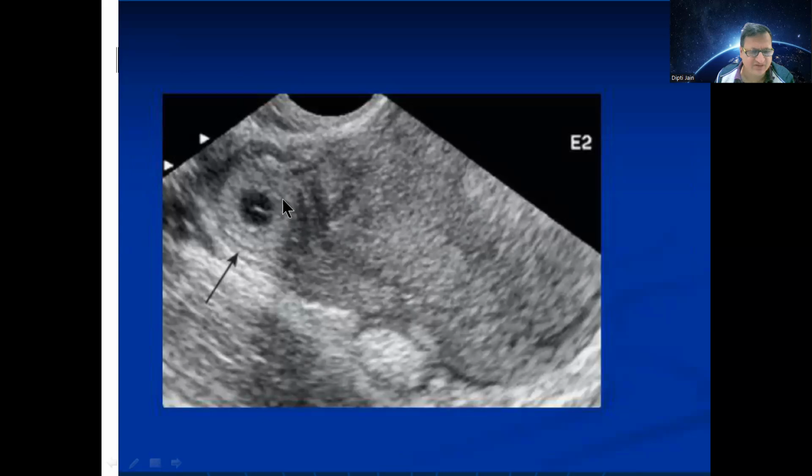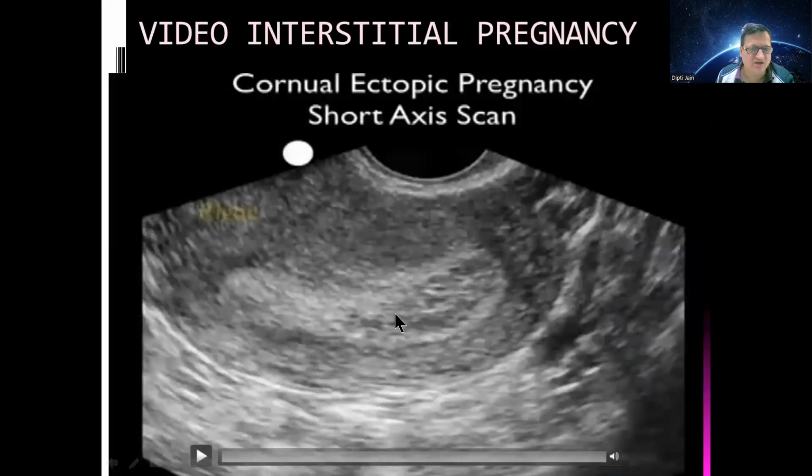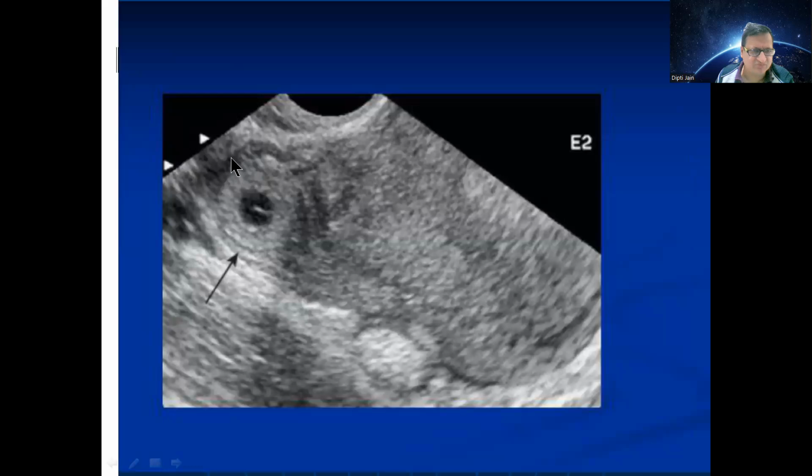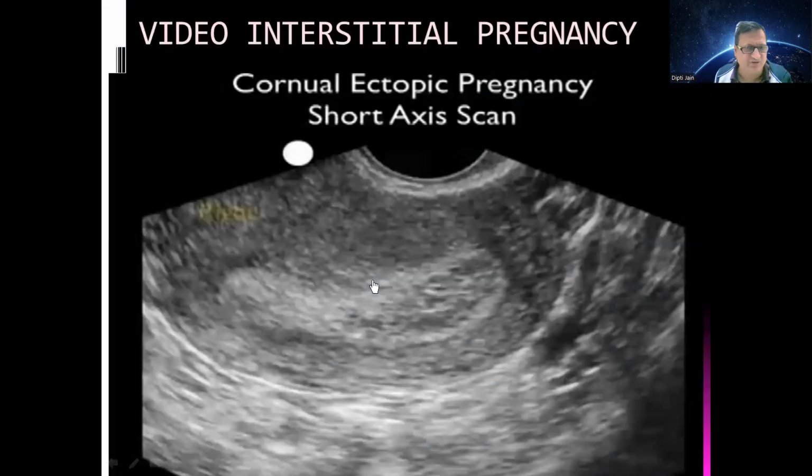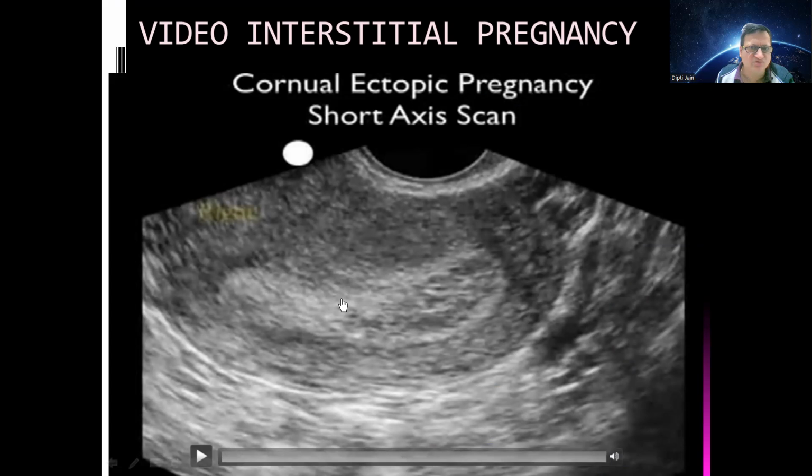This is again an interstitial ectopic pregnancy, and the endometrial cavity is not attached to it in any way. Again, there is thin myometrium surrounding it. This is known as the myometrial mantle sign. Very thin myometrium is there around the sac, less than 5 millimeter. So this is a case of cornual ectopic pregnancy.